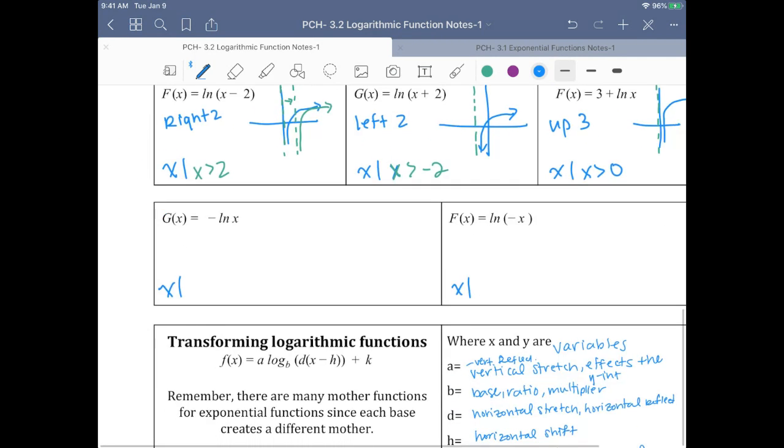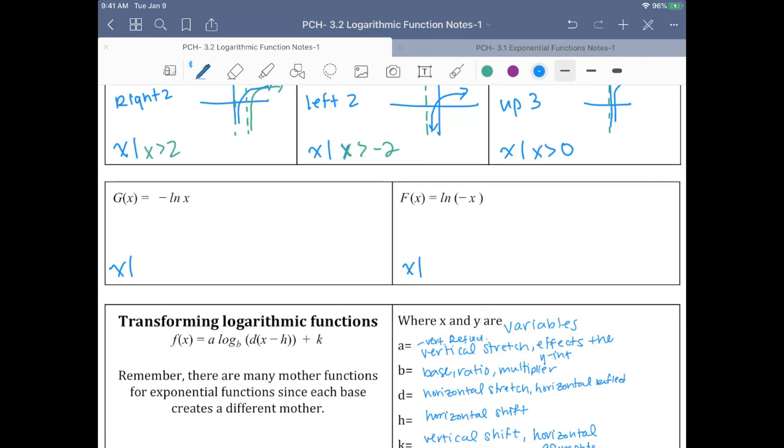This next one, negative ln of x, is a vertical reflection over the x-axis, since we've been struggling with that. Okay, so the original looks like this. And so the new graph is going to reflect over the x-axis. Does that change the domain? Nope. So x has to be greater than 0.